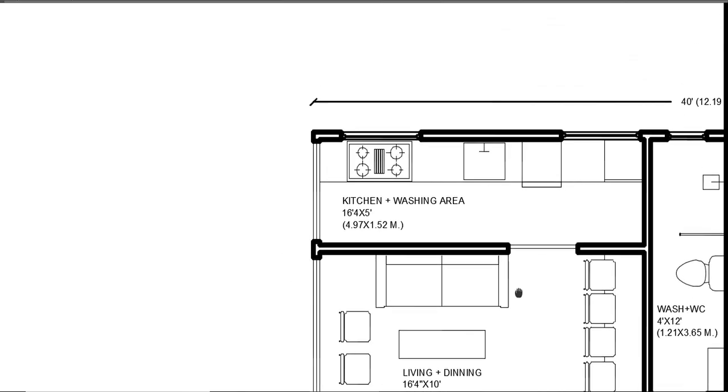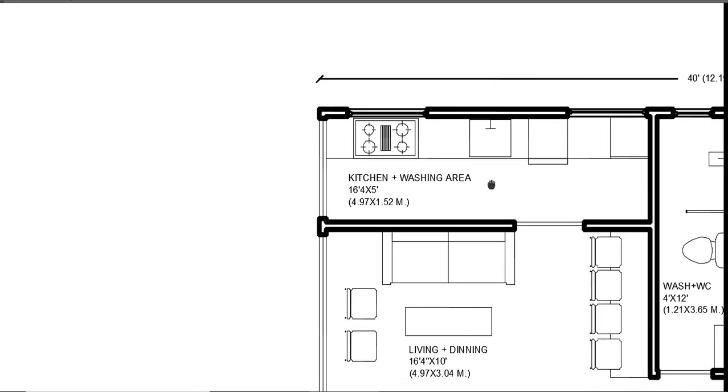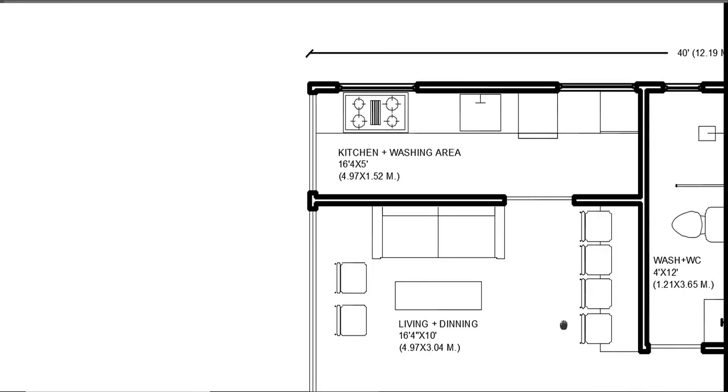So we have a kitchen plus washing area here. The size of this area is 16 feet 4 inches into 5 feet, in meters 4.97 into 1.52 meters. You can see here the burner, sink and refrigerator arrangement, and also we have a washing machine here. We have 2 large size windows for ventilation of this area and a glass panel here. After that we'll go on the right side.